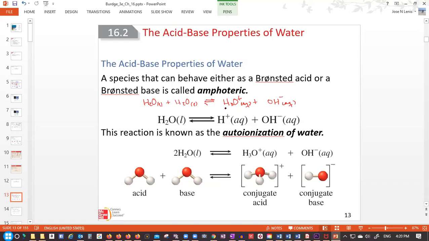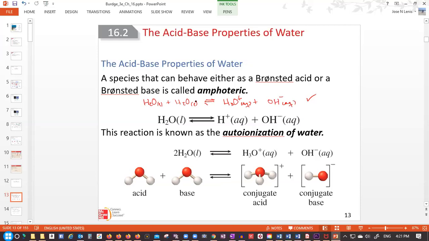So sometimes, to simplify, we represent it this way. I prefer to use this way. So be familiar with both ways. This shows a more realistic situation at the molecular level, and this is just a simplification of that.